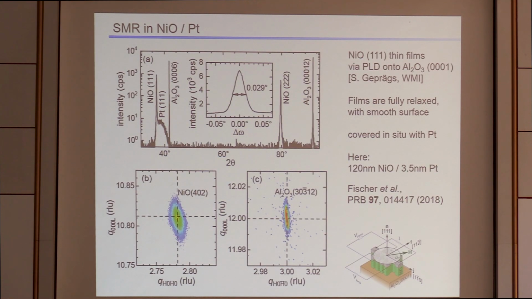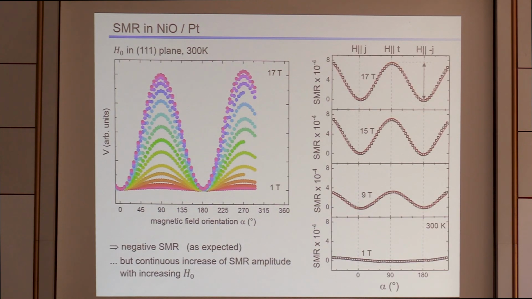We grew these in thin film form using pulsed laser deposition, and I'll talk about a sample which is 120 nanometers of nickel oxide covered by roughly 3 nanometers of platinum. The magnetoresistance that you observe is beautiful. You get this very nice cosine square modulation in our angular rotations. Now, in fields at 17 Tesla, it's very pronounced. If you go to 1 Tesla, you still can see these effects.